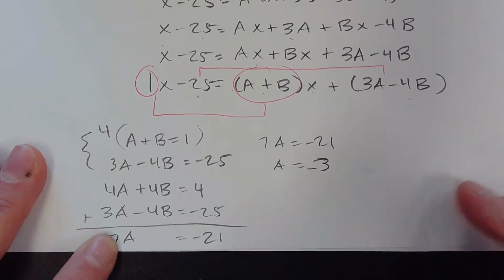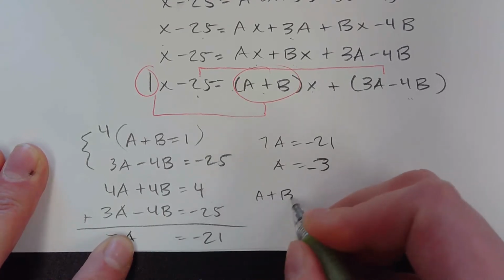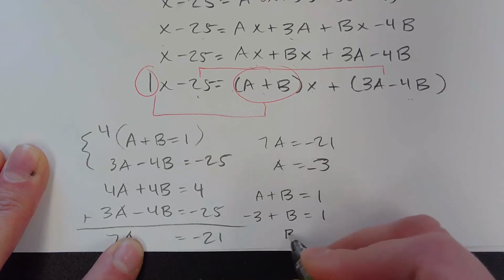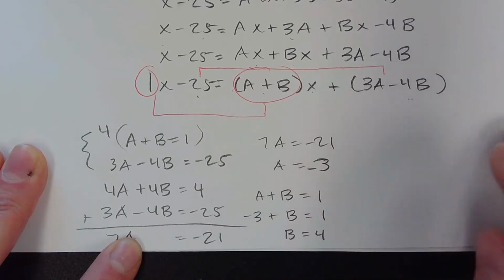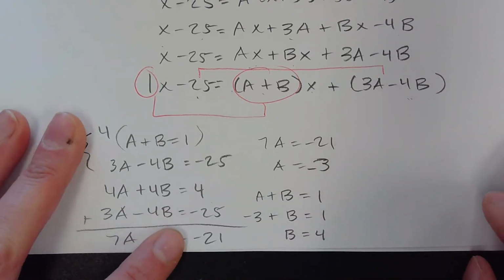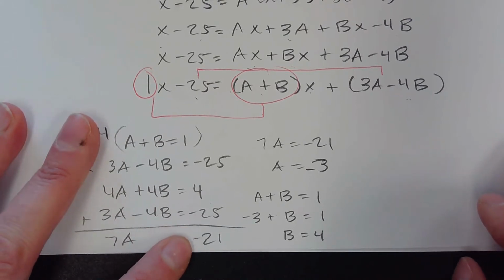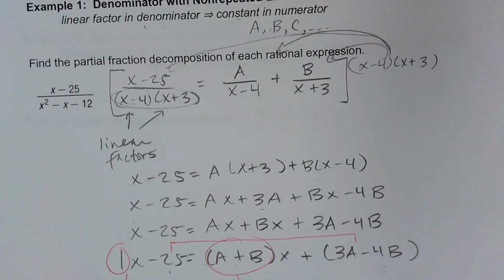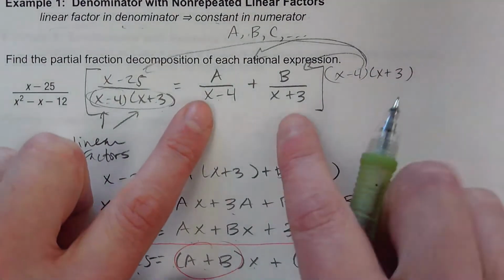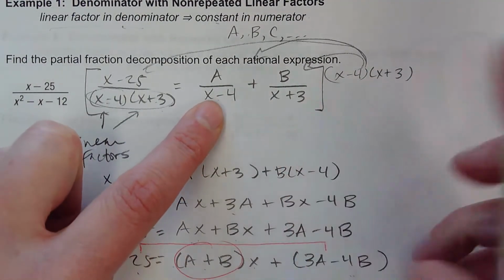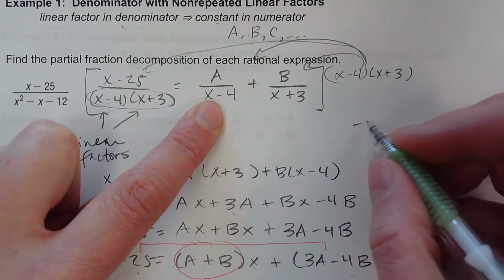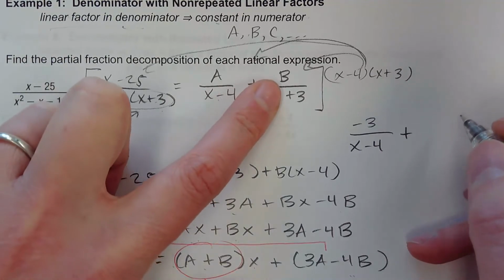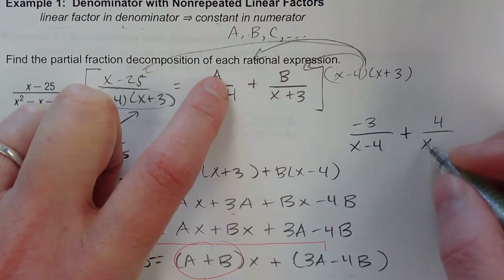And then I want to solve for b, so I know that a plus b equals 1. So negative 3 plus b equals 1, so b equals 4. So my last step is actually breaking apart into those partial fractions. So I have a equals negative 3, I have b equals 4. Now I have to put it all together. So I want to actually write this part of it. I found that a was negative 3, so it's going to be negative 3 over x minus 4 plus b was equal to 4, so I have 4 over x plus 3.